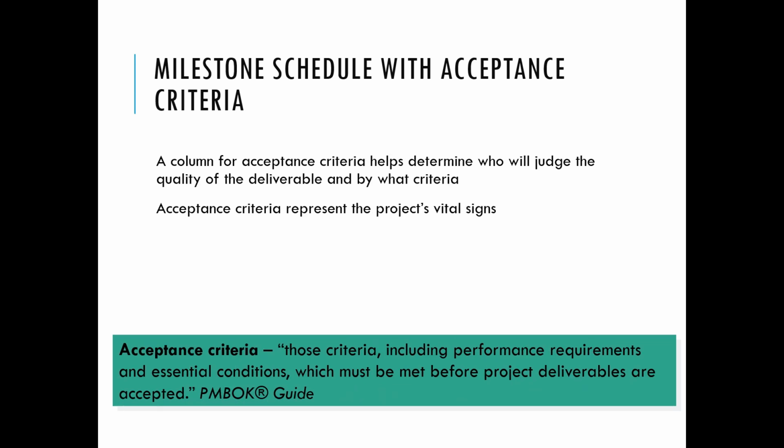Acceptance criteria are those criteria, including the performance requirements and essential conditions, which must be met before project deliverables are accepted. A milestone schedule with acceptance criteria has a column for acceptance criteria that helps determine who will judge the quality of the deliverables and by what criteria. Acceptance criteria represent the project's vital signs, what all should be satisfied for the completion of a project deliverable.